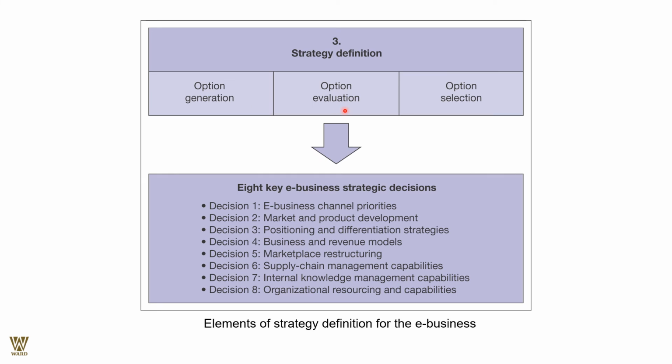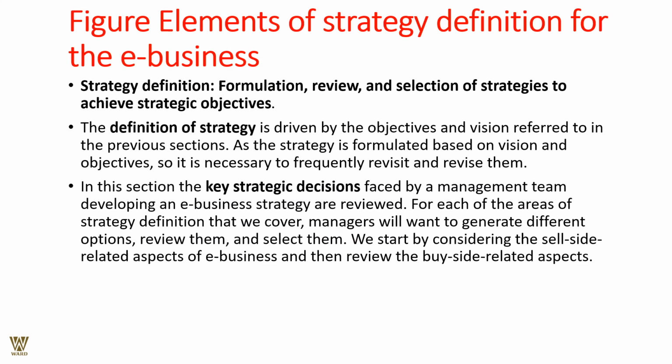Yes, about option generation, evaluation, and selection. All about option generation, evaluation, and strategy selection. There are decisions that need to be taken around it. We need to prioritize and choose the e-channel, the e-business channel, and the product in the market that needs to be looked into. Positioning and differentiation strategies, as to what your unique sales propositions are. Business and revenue models. Is it to be a discount model? Is it to be a volume model? Is it to be a niche model? Marketplace restructuring, supply chain management capabilities, internal knowledge management capabilities. This is what we are looking forward to.